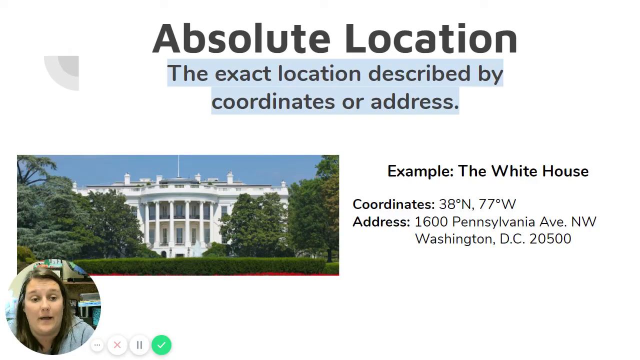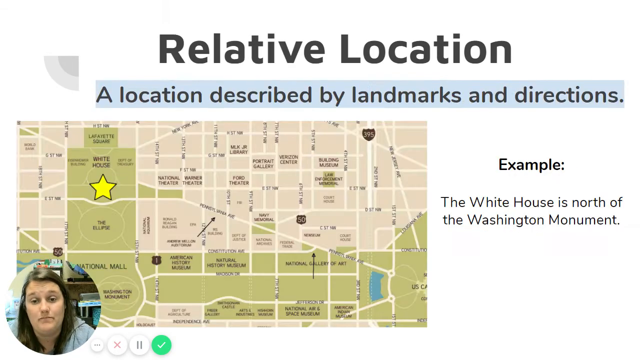So for example, we have the White House, okay? The coordinates, so that's latitude and longitude, don't forget, would be around 38 degrees north and 77 degrees west. Okay, that gives me an exact location for the White House. The address for the White House is going to be 1600 Pennsylvania Avenue Northwest, Washington, D.C. 20500. That tells me exactly where the White House is located. So absolute locations definitely help us understand where something is exactly.